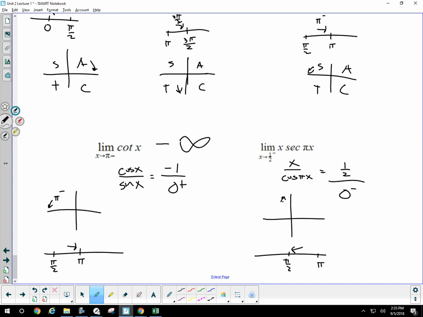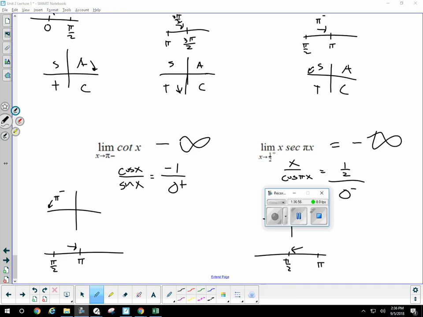Plug in the 1/2 for the x. Cosine of pi over 2 from the right. Cosine values are negative in the second quadrant. You have a positive value divided by something infinitely small and negative. You have something infinitely large and negative. All of these take practice to master, but that's horizontal and vertical asymptotes.